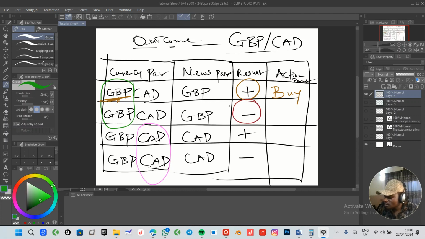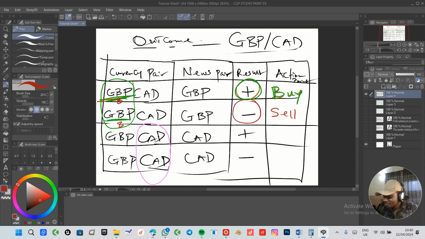Sorry, let me use green color here so that you understand. Buy. Okay. So when the base currency which you are supposed to trade is weak, what do you do? You will sell, because the base currency is weak. You are not supposed to buy. You should be selling. So did you see the concept now?